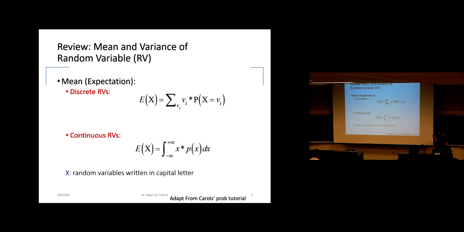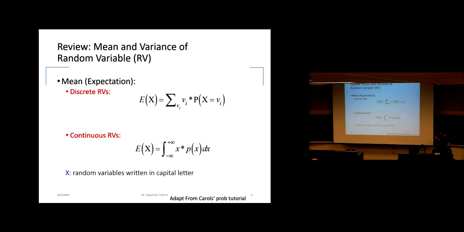Assuming this is a discrete random variable, to calculate its expectation is really just each possible value, because it's a discrete random variable, right? There is a fixed, finite number of possible values. Each value times its probability, and this summation over all the possible values is its mean. We also call it the mean or expectation of the random variable.